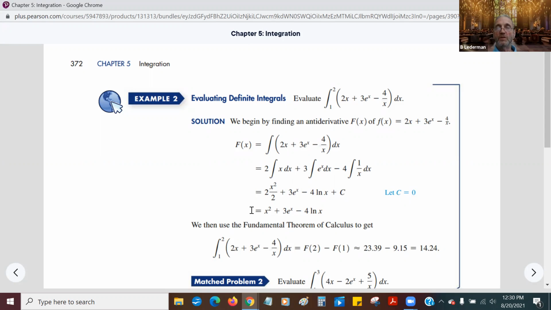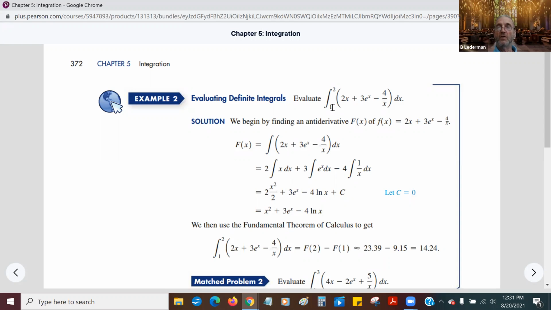Now all I got to do is take the fundamental theorem of calculus, and I plug 2 into this function here, and I plug 1 and get some number. I actually wound up getting 23.39. You can go to the calculator. And then I plug 1 into this function over here, and I get 9.15. Do the subtraction. The answer is 14.24.